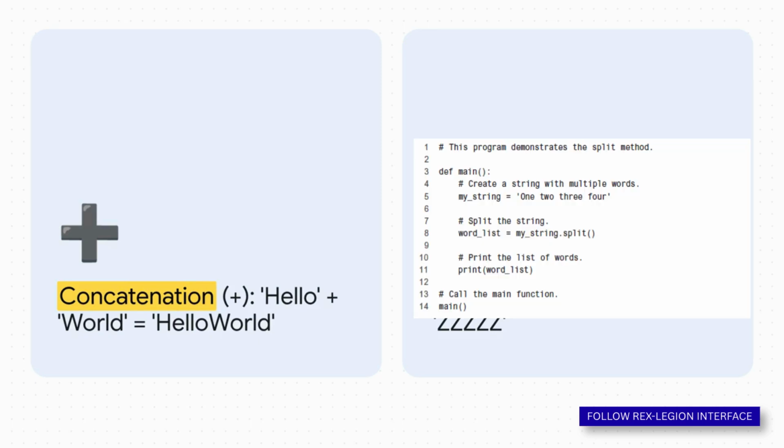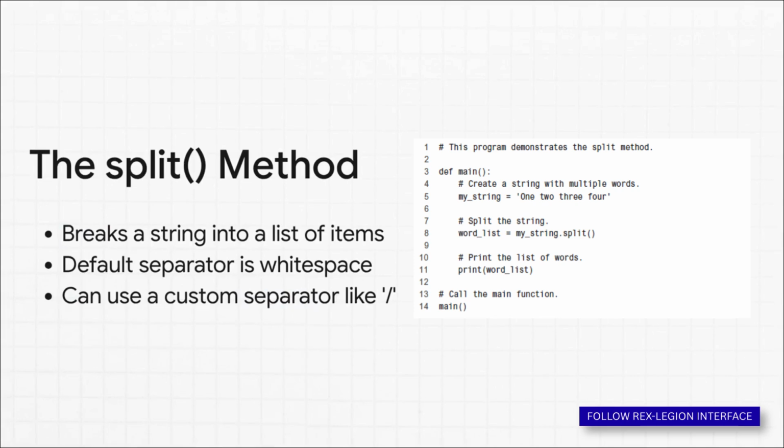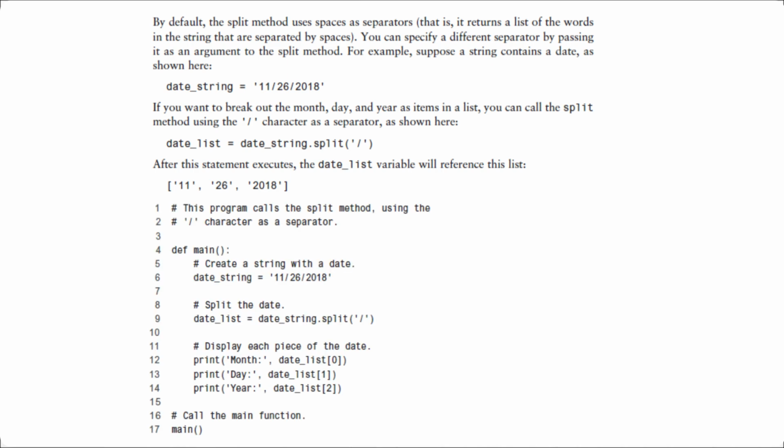And then we get to our ultimate structural tool, the split method. It elegantly chops sentences into lists of words separated by spaces, or it can slice apart massive data logs using a custom separator, like a slash. This right here is how you conquer large data sets. If you have a string reading 11/26/2018, you just call split, pass in a slash, and Python hands you back a clean, organized list with the month, day, and year completely separated out as individual items. It is literally the perfect bridge between unstructured text and structured data analysis.